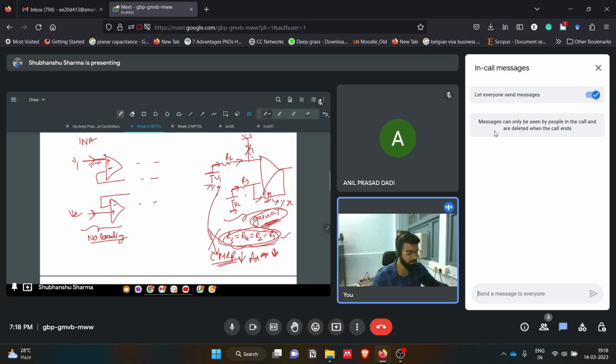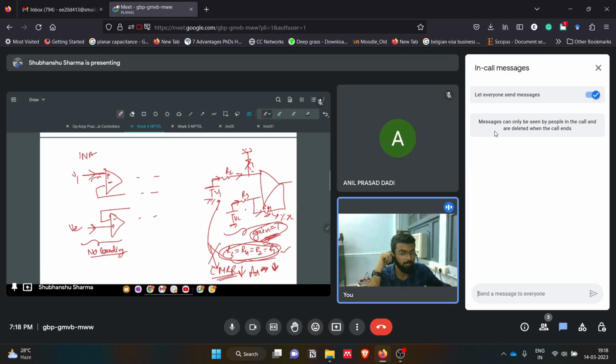That's why we should avoid the differential gain amplifier. But if we have to reduce the cost, then we can use this differential amplifier. Otherwise, we can go for INA.